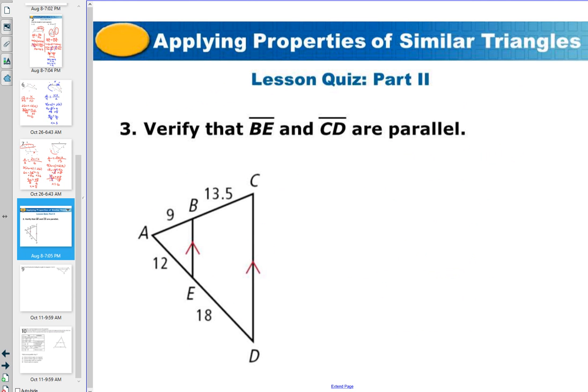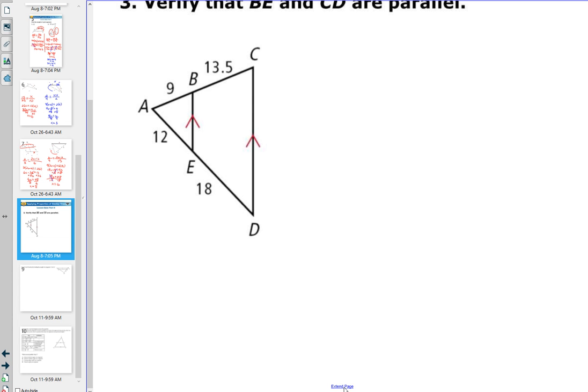How would I verify here that those two lines were parallel? Notice how we're not looking for any segment. But if these lines were to be parallel, what would have to be true?